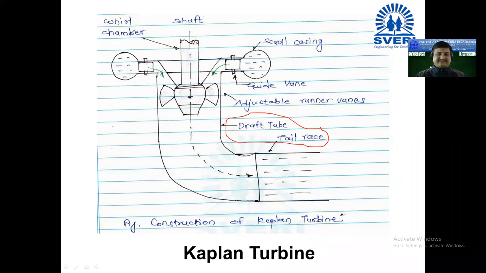Now friends, here you can see there is a special arrangement of the Pelton wheel, sorry, not Pelton wheel, Kaplan turbine. So this particular arrangement is of the Kaplan turbine. Whatever turbine I have shown you in the previous picture, we are fitting such a turbine to that particular place.